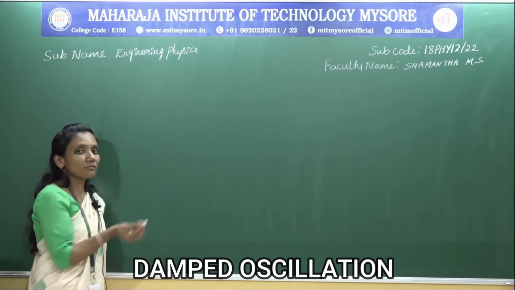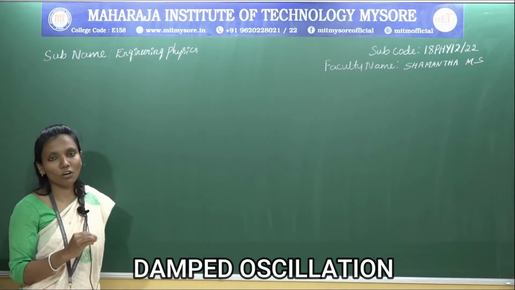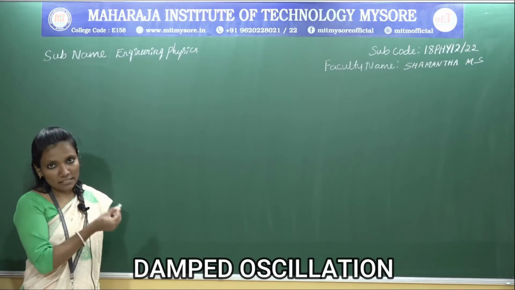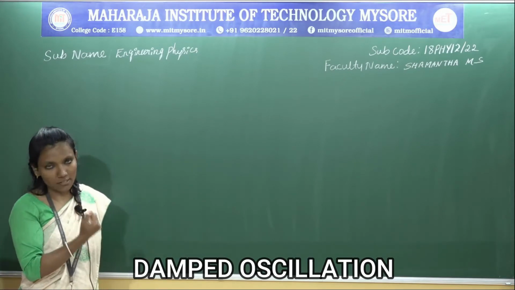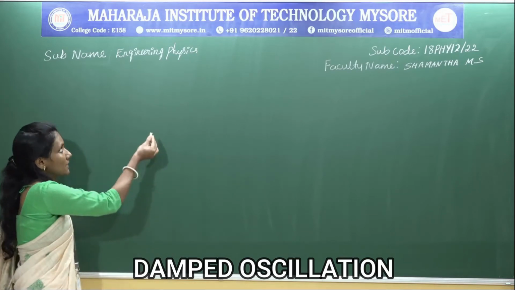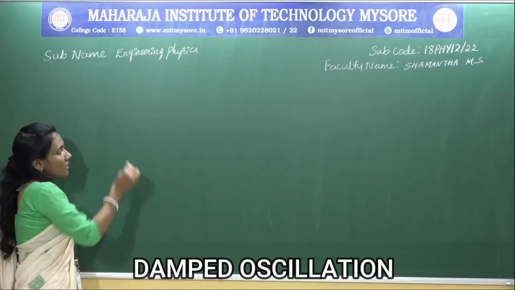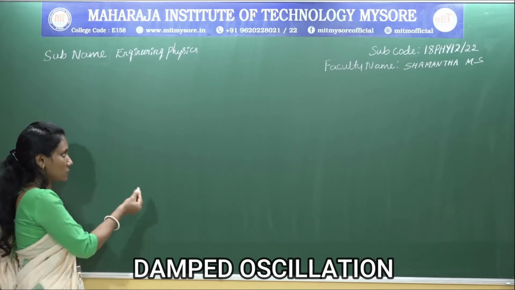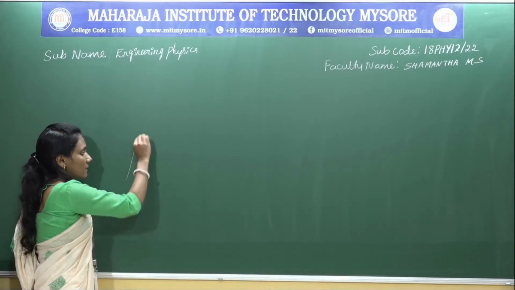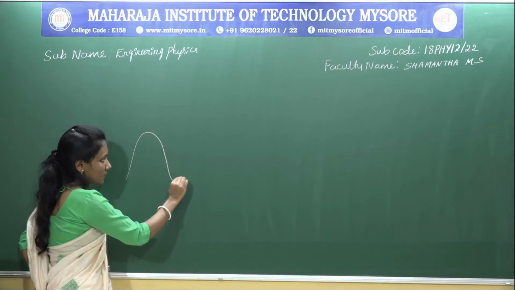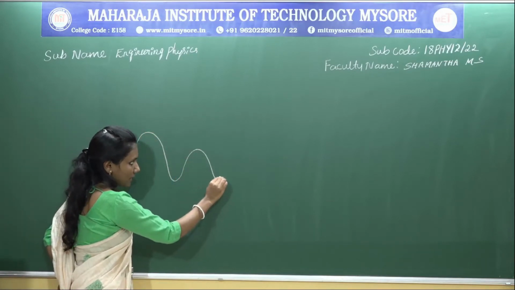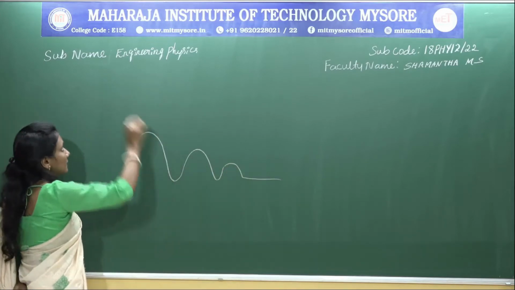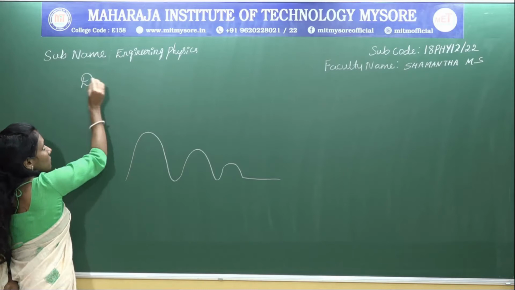So when that force is acting on a body, the oscillation goes on decreasing. So that is nothing but damped oscillation. Damped oscillation says that when the resistive force acts on a body, then the amplitude goes on decreasing, and finally it fades out. So that is nothing but damped oscillation.